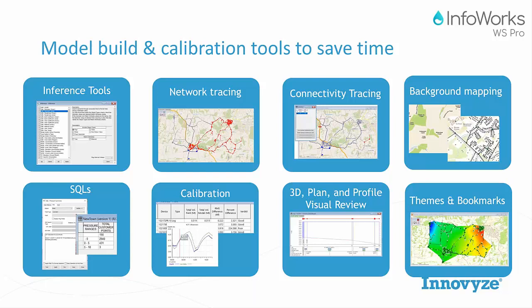Connectivity and network tracing allows the user to ensure that imported assets are connected to the network as quickly as possible and to trace downstream of treatment works or a district meter to allow you to see the network connection as well as that it has been imported correctly.